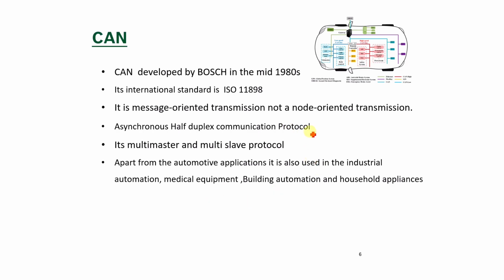It is an asynchronous half duplex communication protocol. Asynchronous means no clock, and half duplex means either transmission or reception happens. It doesn't happen simultaneously as in the case of SPI or some other communication protocols. It is a multi-master, multi-slave protocol. That means there might be many masters M1, M2, M3, and many slaves S1, S2, S3, communicating with each other. Apart from automotive applications, CAN can be used in a limitless number of applications, in any other field.